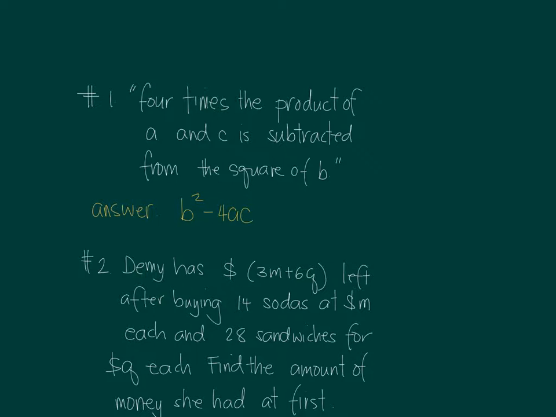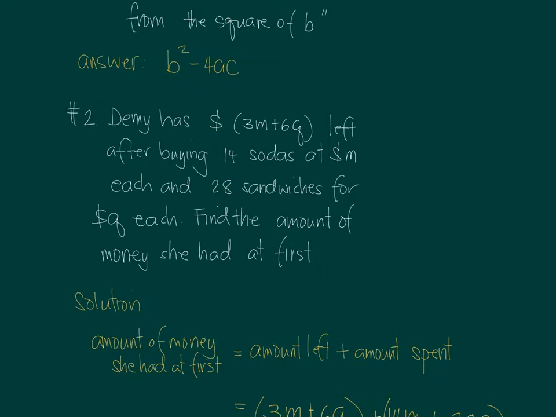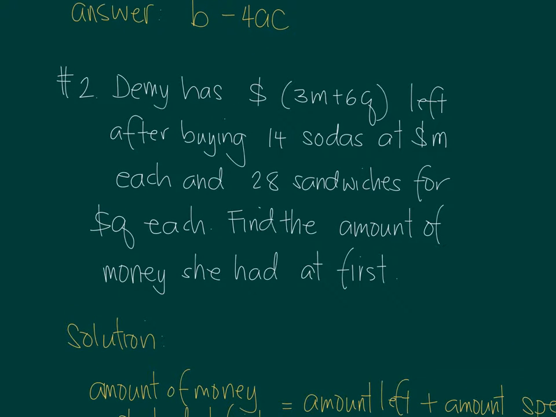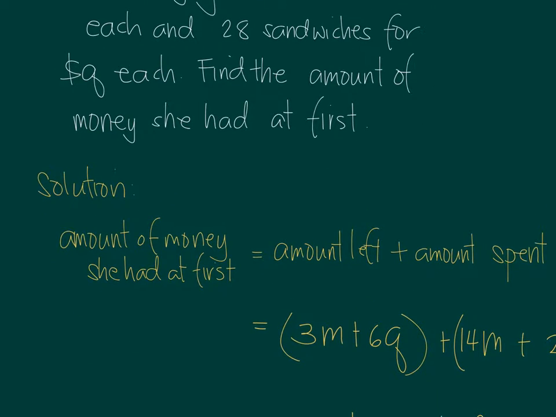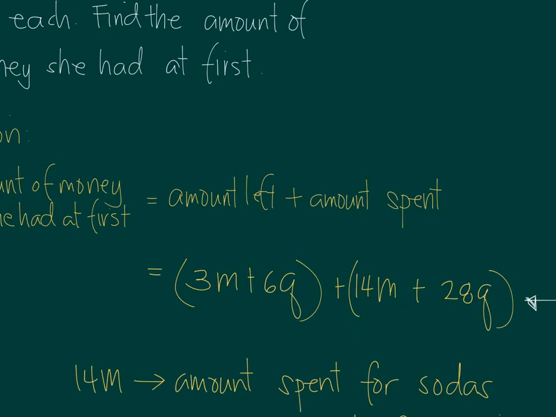So 4 times the product of A and C is subtracted from the square of B is simply B squared minus 4AC. In number 2, Demi has $3M plus $6Q left after buying 14 sodas at M each and 28 sandwiches for Q each. Find the amount of money she had at first. From the solution, the amount of money she had at first should be the amount of money left plus the amount of money she spent.